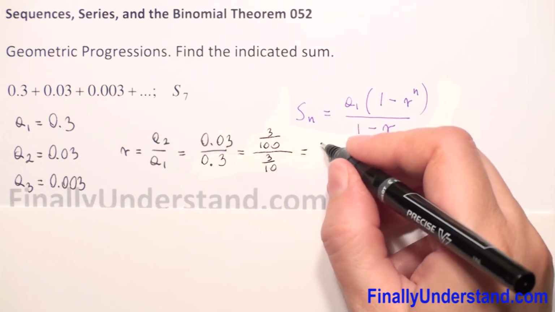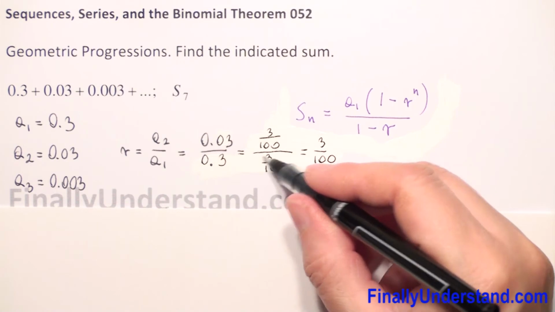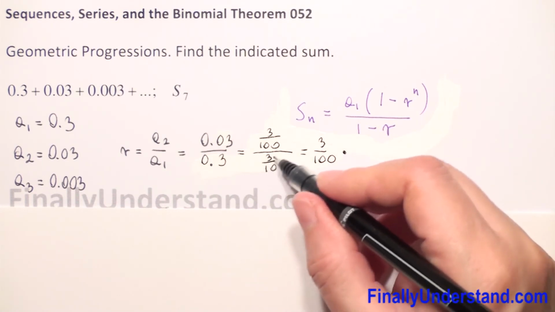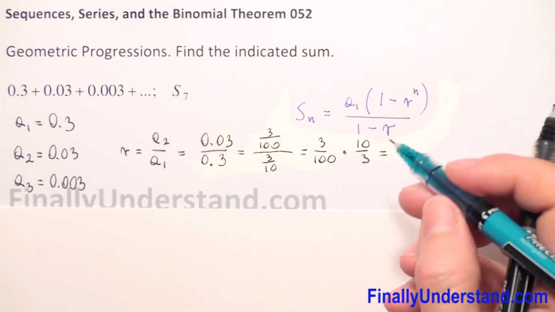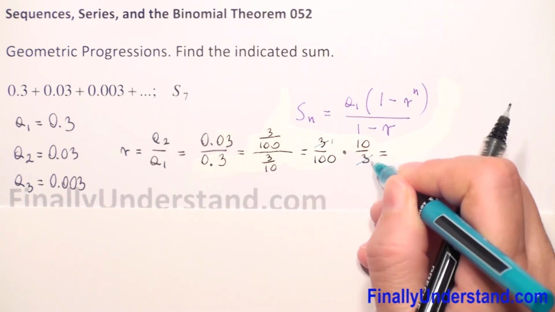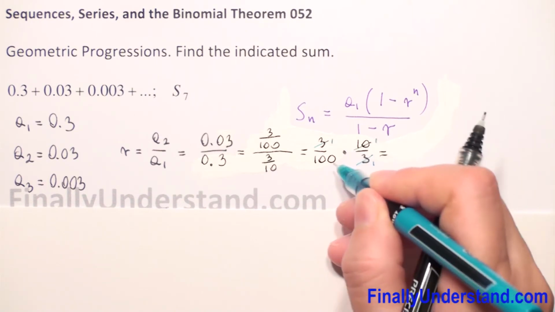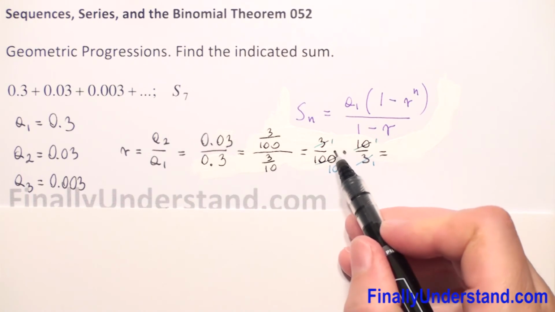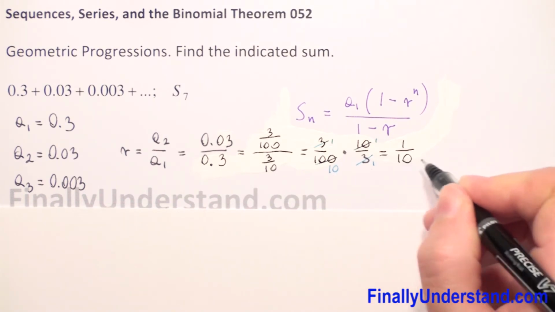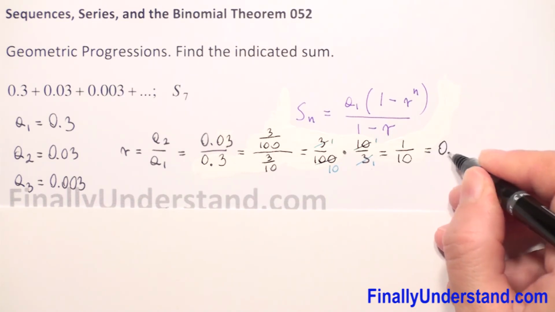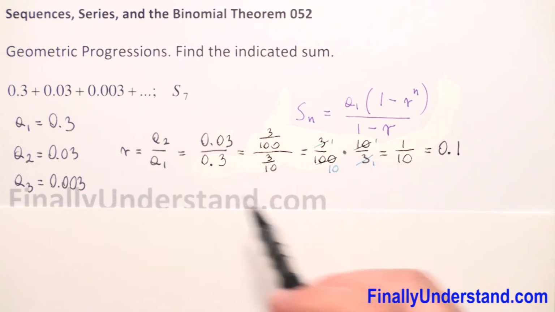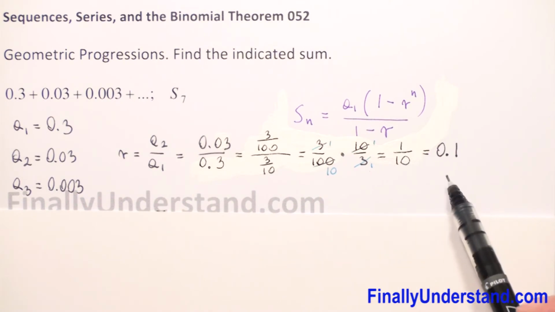We have a division of fractions, so we copy the first fraction, change the division sign to multiplication, and flip the second fraction, so it will be 10 over 3. Now we can reduce numerator with denominator: 3 with 3 gives 1, and 10 and 100 give 1 and 10. Multiplying numerator times numerator and denominator times denominator, 1 times 1 is 1, and 10 times 1 is 10. So this is 1 over 10, or 0.1. Our r is 1/10.